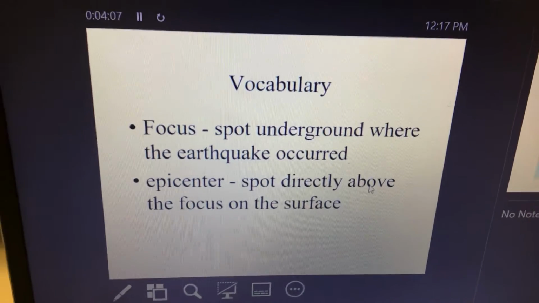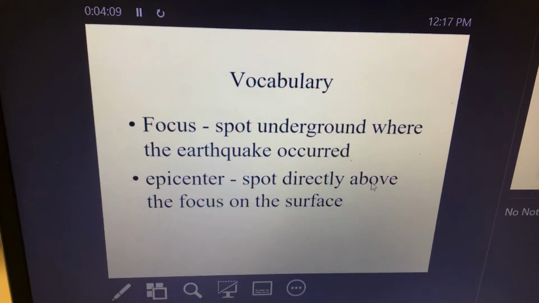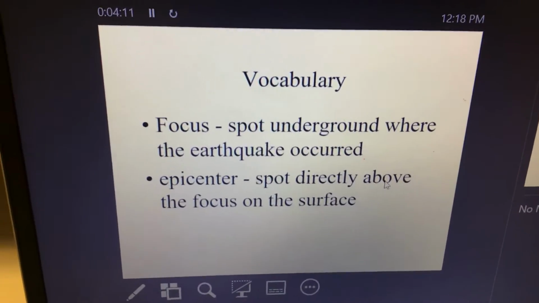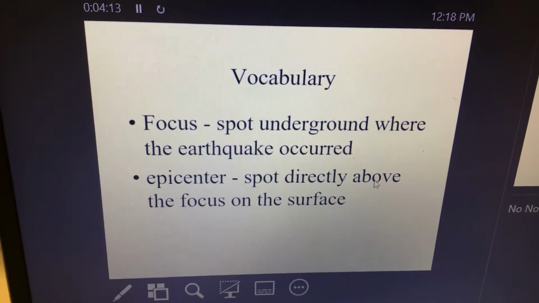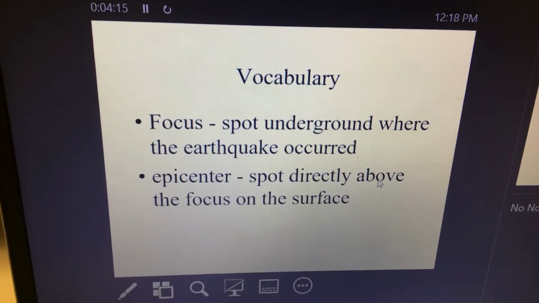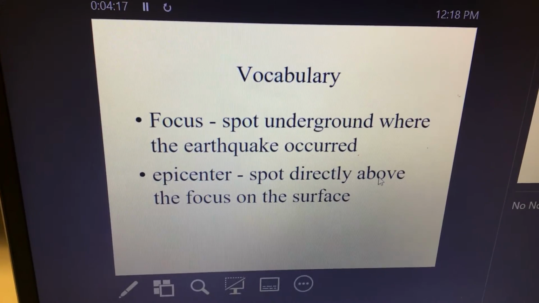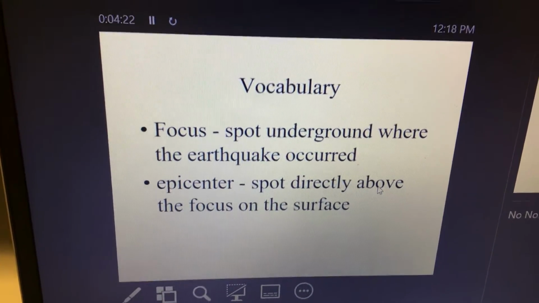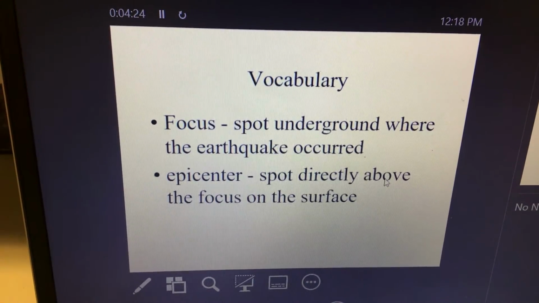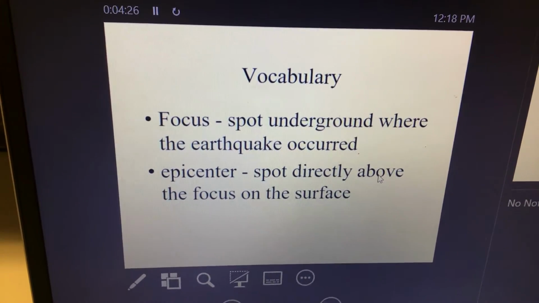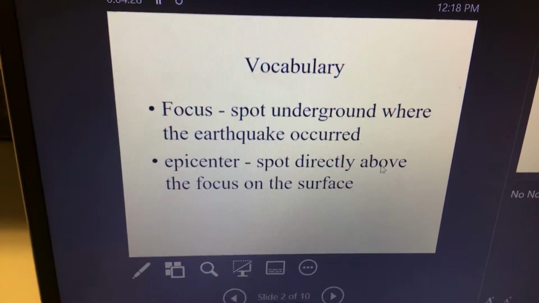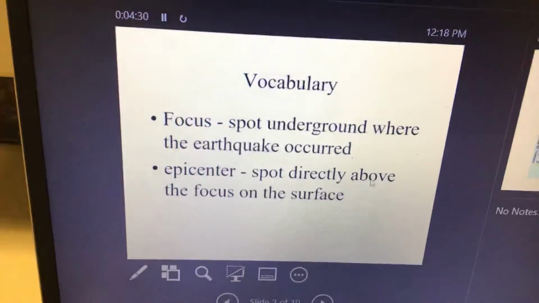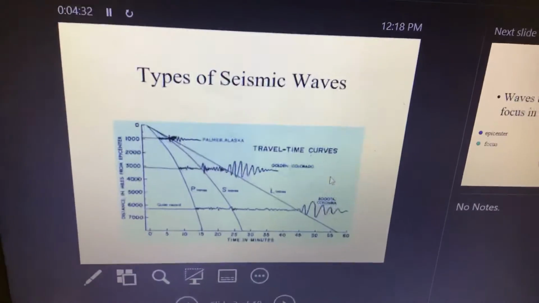Focus and epicenter. The focus of an earthquake is where the two plates actually meet, where they actually hit. It's usually underground. The epicenter is the spot at the surface closest to the focus. So the focus is where the two plates hit each other. The epicenter is the closest surface area of where the focus is.